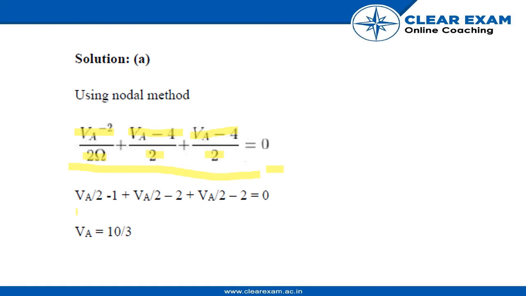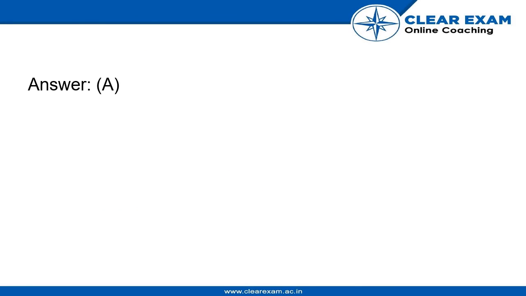So after solving we get this equation, which is Va by 2 minus 1 plus Va by 2 minus 2 plus Va by 2 minus 2 equals 0. So after solving further, we get Va equals 10 by 3. So the answer would be 10 by 3 volts, which is option A.